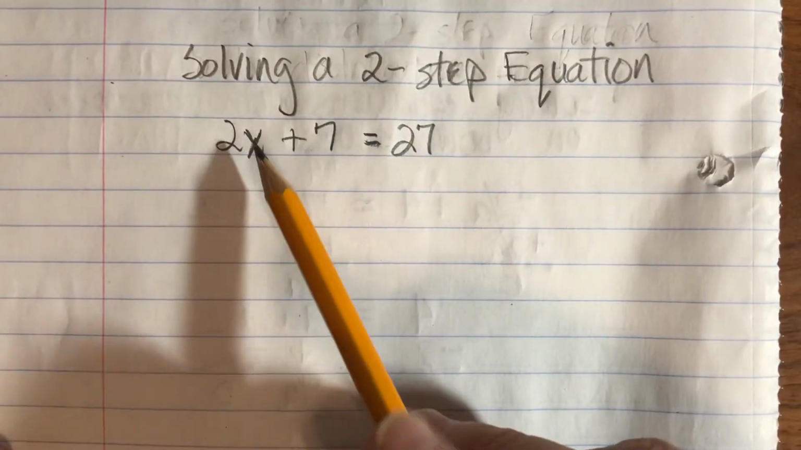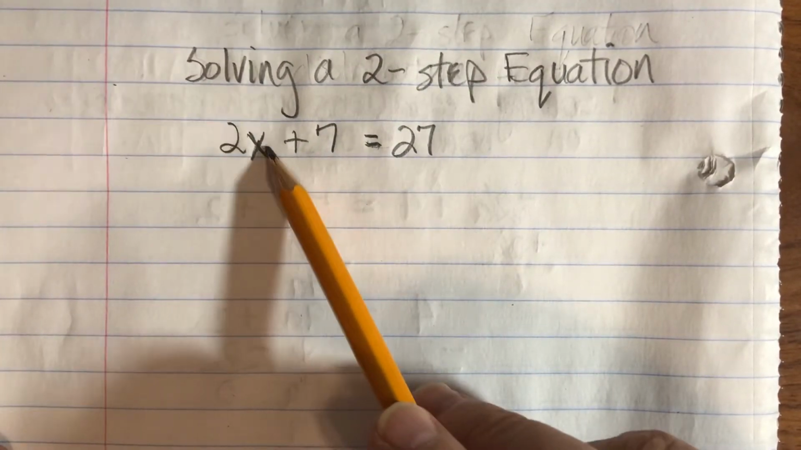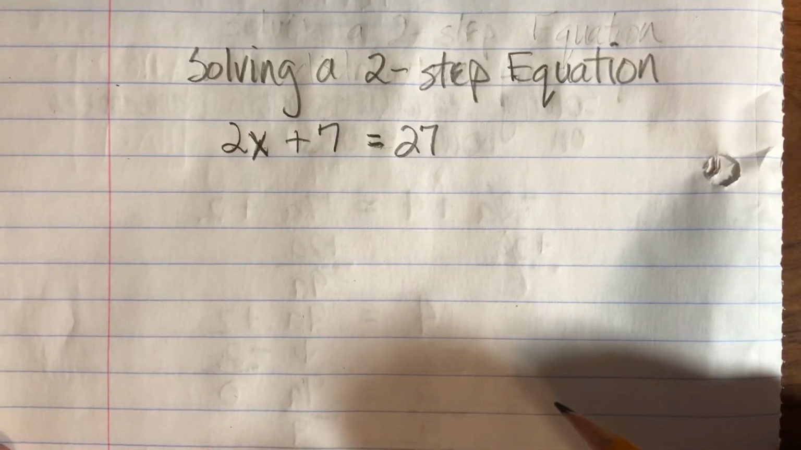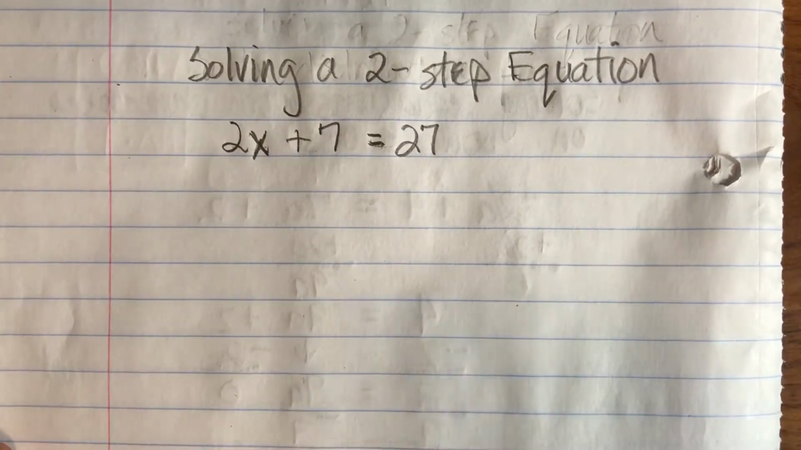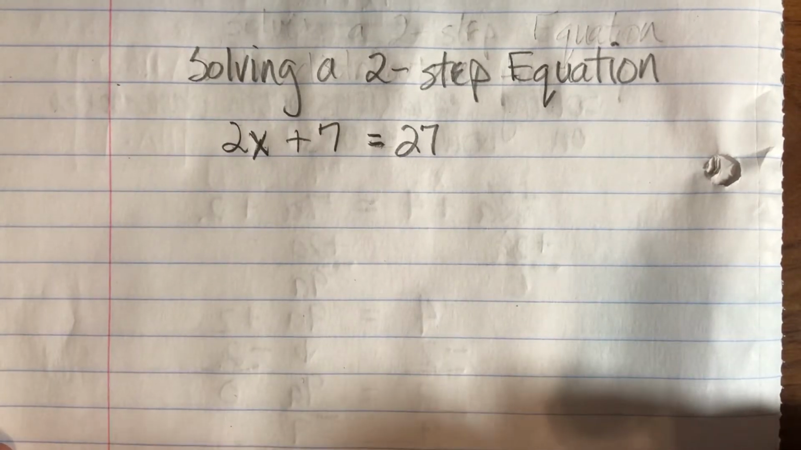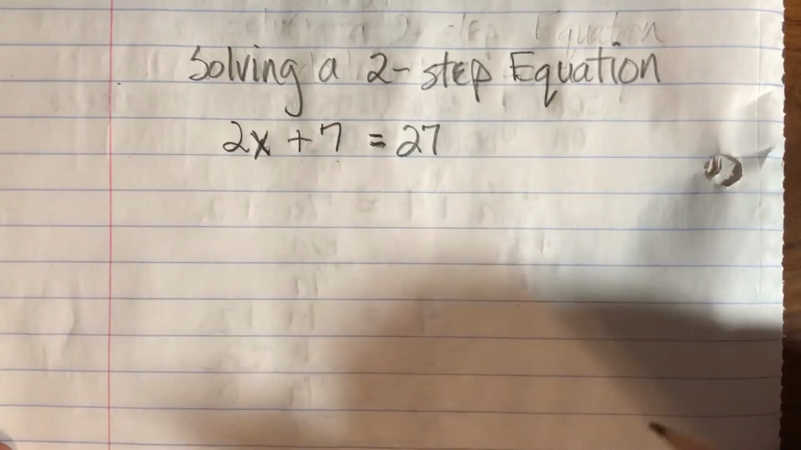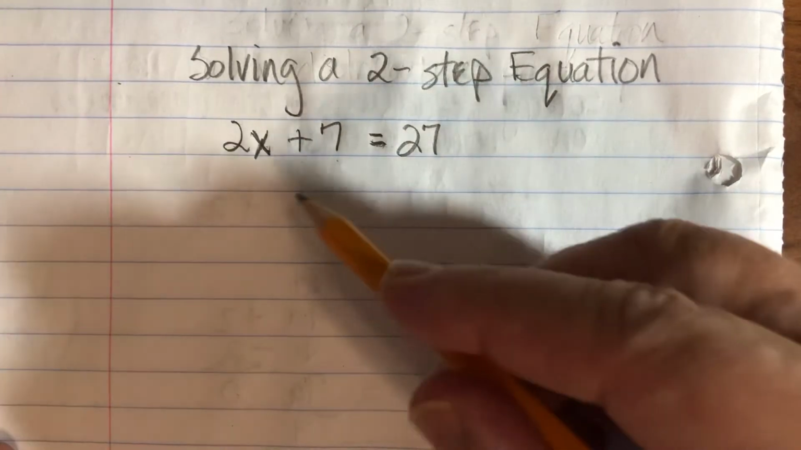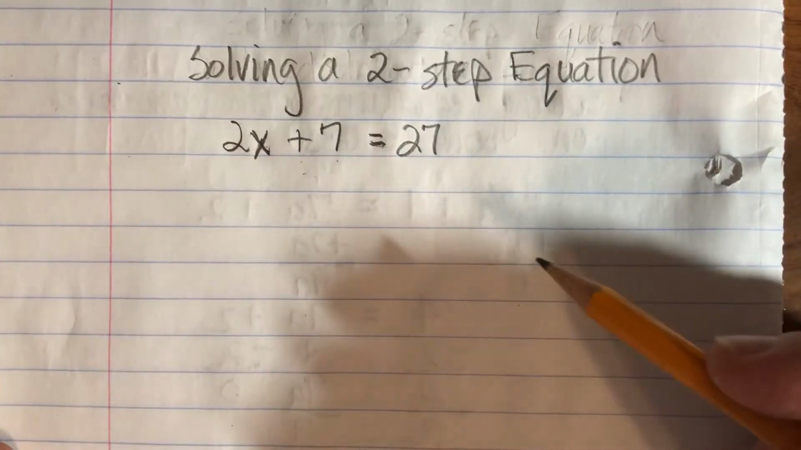For example, I see I've got 2x. Well, that's 2 times x, so I know that I'm going to have to divide. And of course, we always multiply and divide in the last step, never in the first. I see that it's being added to 7. Well, the opposite of add is subtract. So what I'm going to be wanting to do is subtract 7 from both sides.